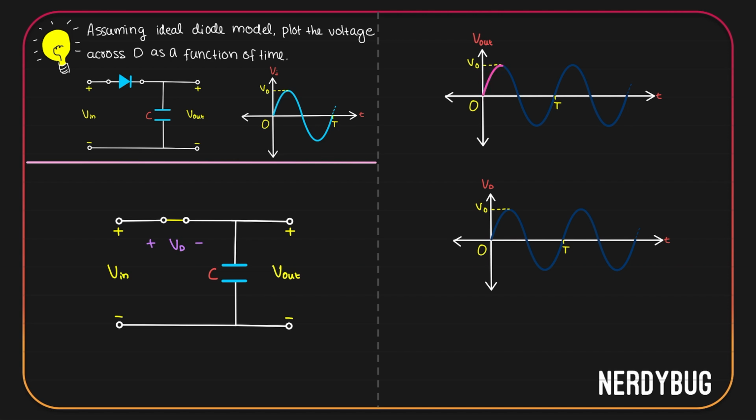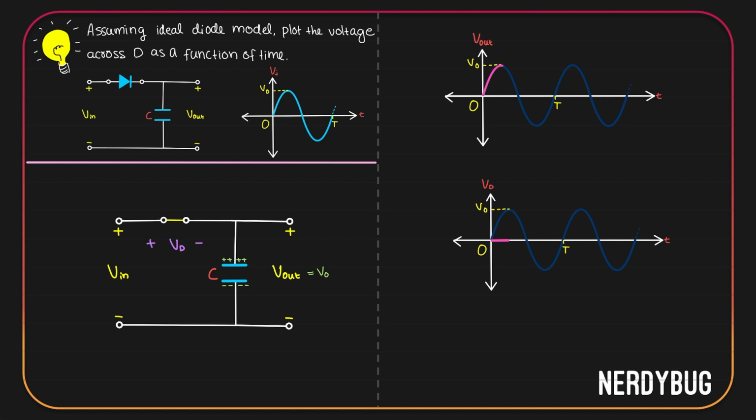Also during this time, diode is acting as a closed circuit, which means the potential across it Vd is equal to 0. Let us plot that also in the graph. During this time, the capacitor gets charged. It will have positive potential here and negative potential here. V output is equal to V input. So at T by 4, V output is equal to V naught.